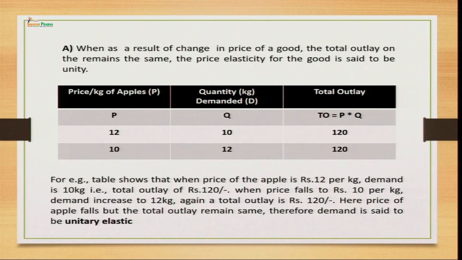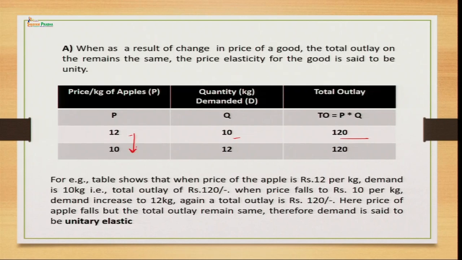Here is situation one we are considering. You can see this table. In this we have three columns. In the very first column we have the prices, then in the next column we are representing the quantity demanded, and in the third column we have the total outlay, right. So, when the price of apple was 12 rupees and the quantity demanded was 10 kgs, the total outlay was 120, okay.